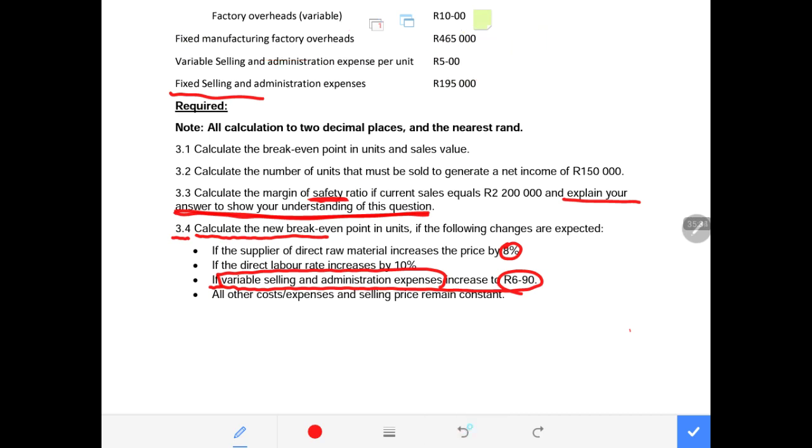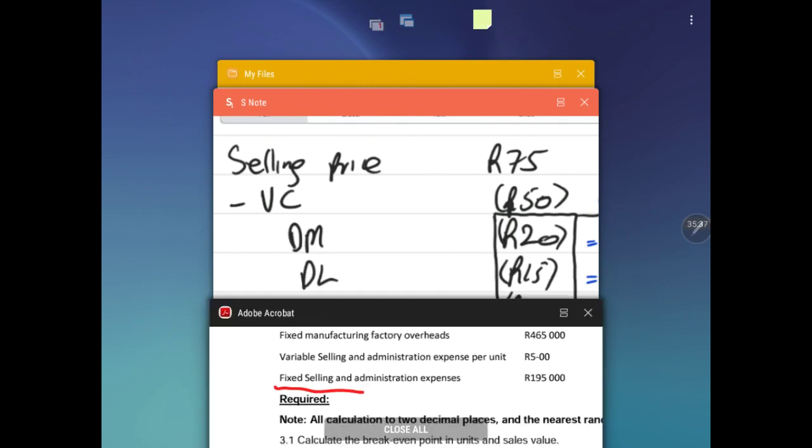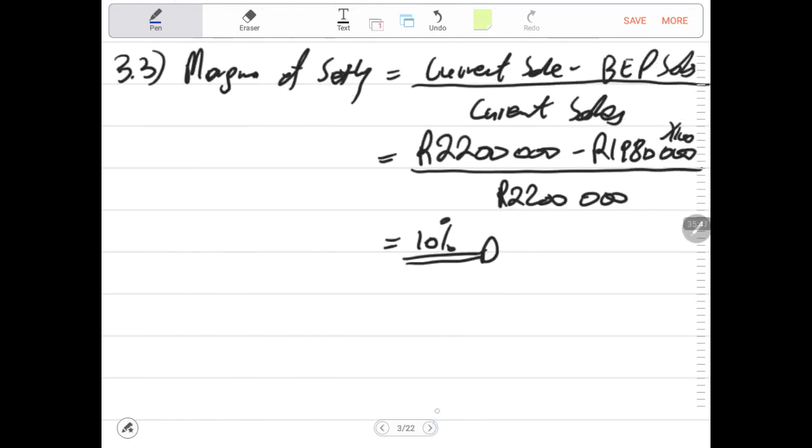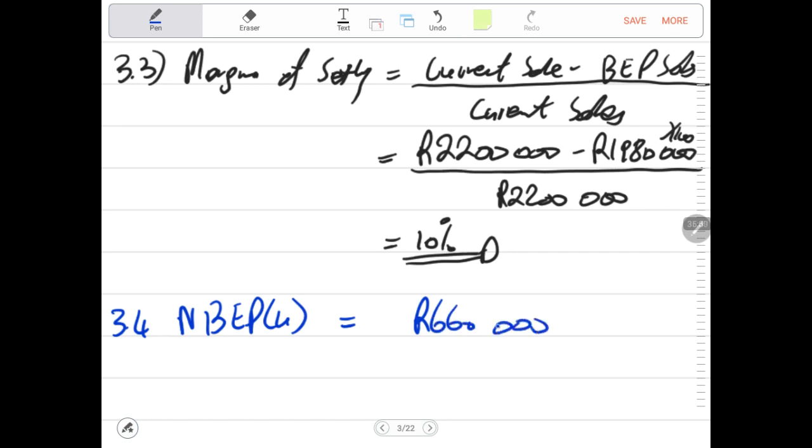Therefore now we will be calculating our new break-even point based on the adjustment of our variable cost according to what they have instructed us to do. So now our new contribution is 20 rand. Then we are calculating the new break-even point 3.4, new break-even point in units. Then the new break-even point in units is fixed cost 660,000 rands. And now we can say plus the 150,000 because we know that the owner still wants to get the net income of 150,000.